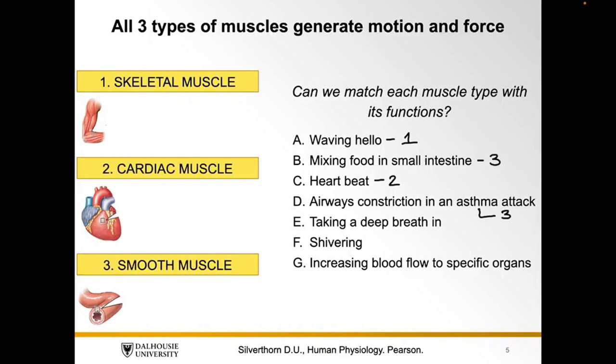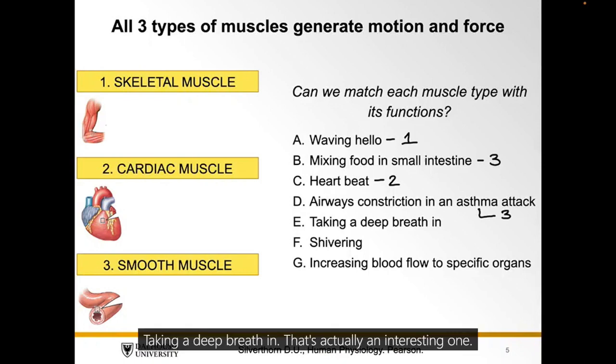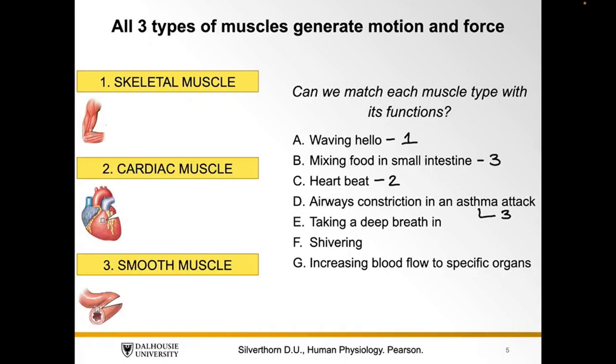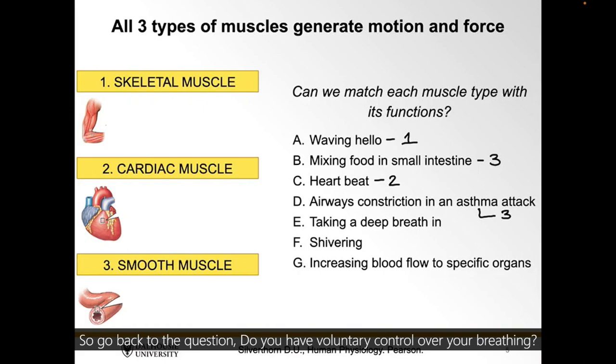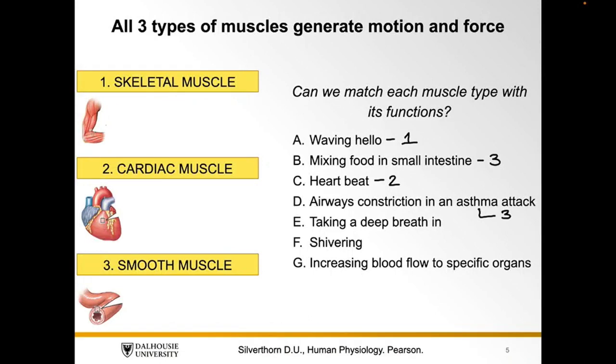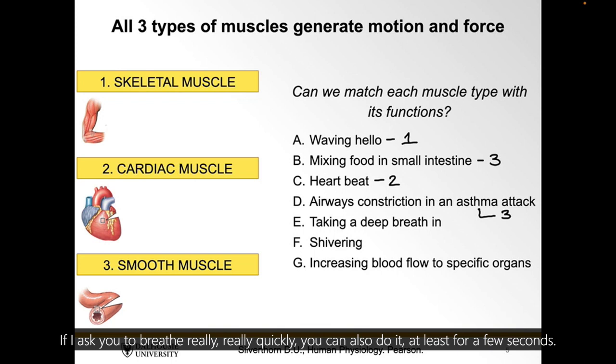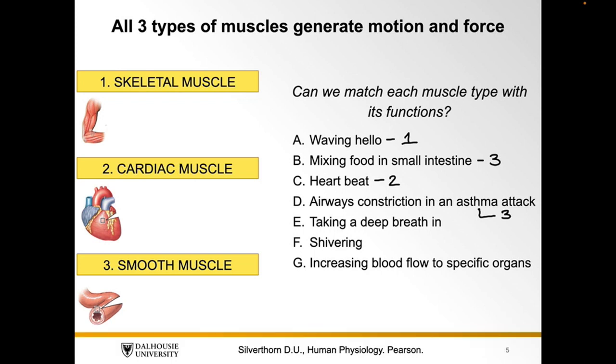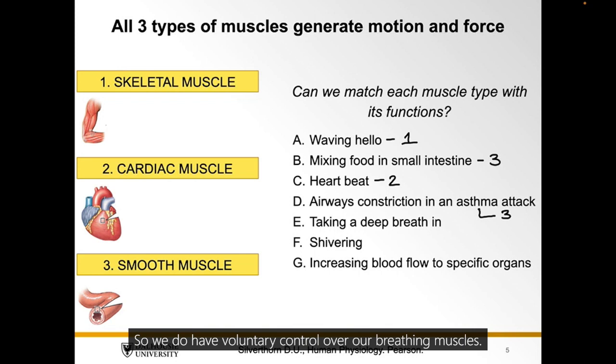So moving on to E, taking a deep breath in. That's actually an interesting one. So go back to the question. Do you have voluntary control over your breathing? If I ask you to stop breathing right now for a few seconds, you'd be able to do it. If I ask you to breathe really, really quickly, you can also do it, at least for a few seconds. So we do have voluntary control over our breathing muscles, and they are indeed skeletal muscle.